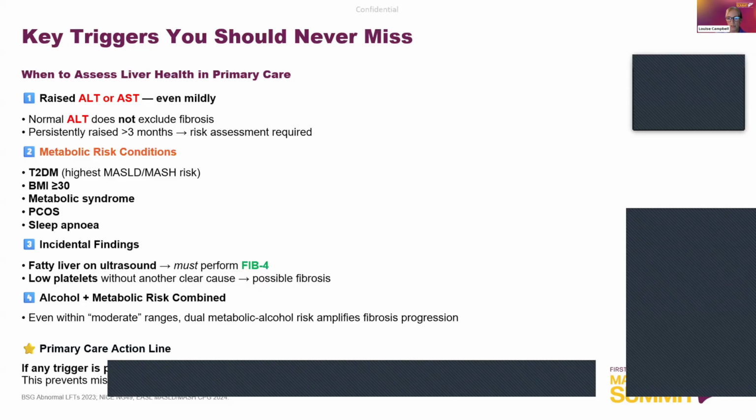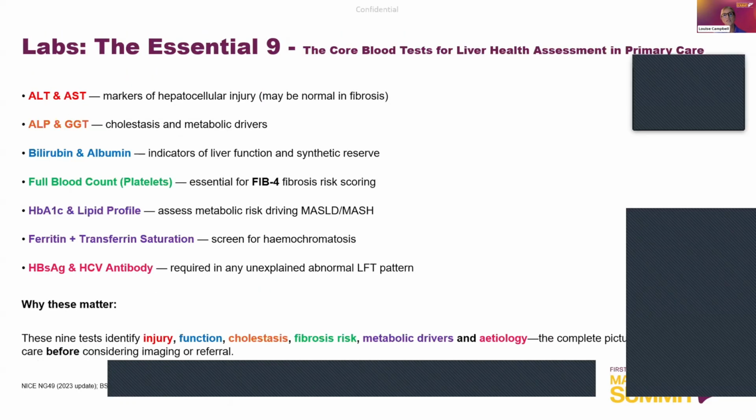So really be aware of the platelet count. Alcohol and metabolic risk combined. And again, if any trigger is present, just run a FIB4. Have a look at those for that.